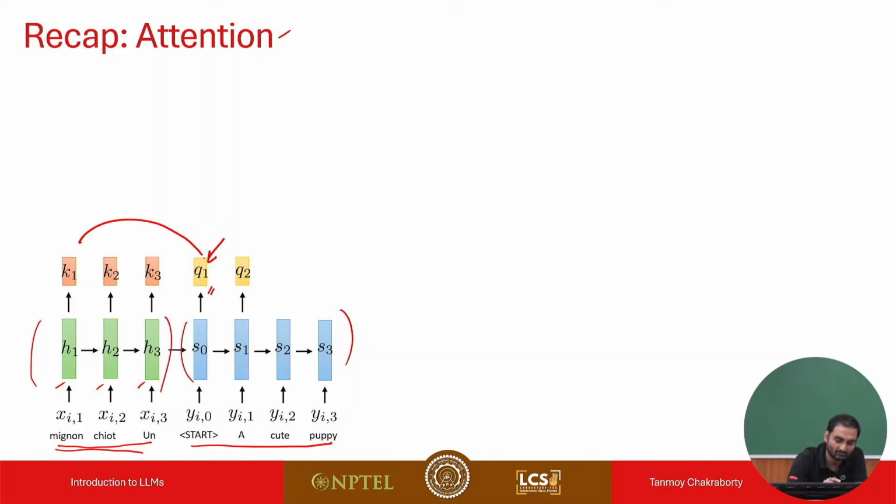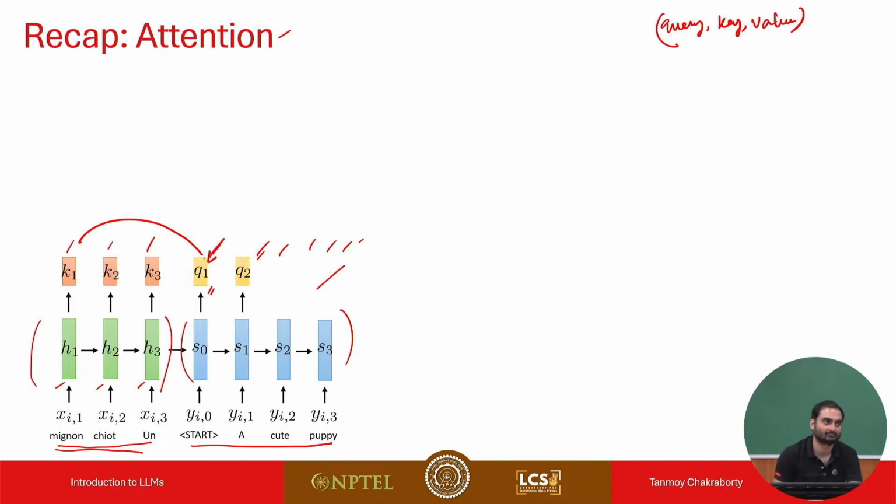So in normal attention, last day I mentioned that these are called queries, and the encoder states are called values. You can also think of these encoder states as keys. We will introduce a concept of query. So far we talked about query and value. We'll introduce a concept of query, key, and value today.